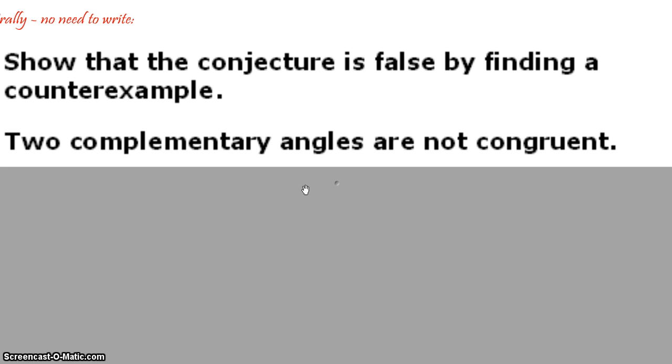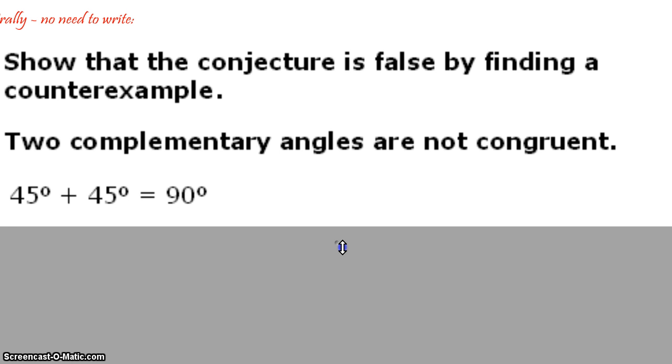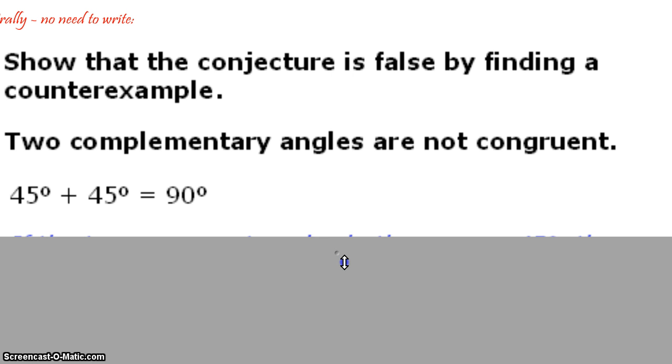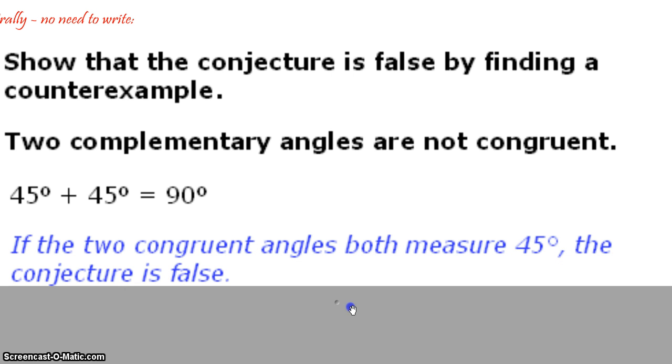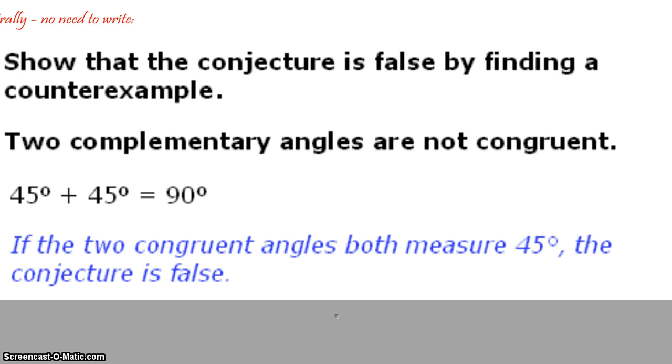So you could have something like 70 plus 20. 2 angles, 70 degrees plus 20 degrees is 90. They're not congruent. They're not the same measure. But could you have 2 angles that are the same measure whose total is 90? I think you probably have it. And if you thought 45 degrees, you're right. So 45 plus 45 is 90, and those are congruent, and so the conjecture is false.